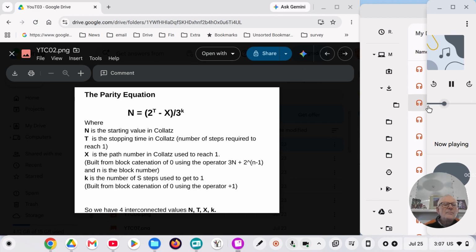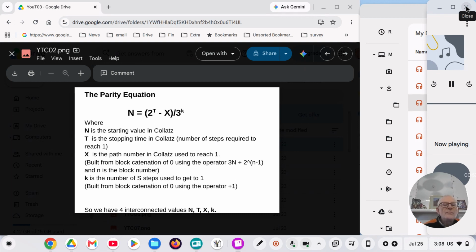x is the path number in Collatz used to reach 1. I'll explain how you obtain that later. You can also build x by using block catenations from 0 and using the operator 3 times capital N plus 2 to the power of n minus 1, where lowercase n is the block number.